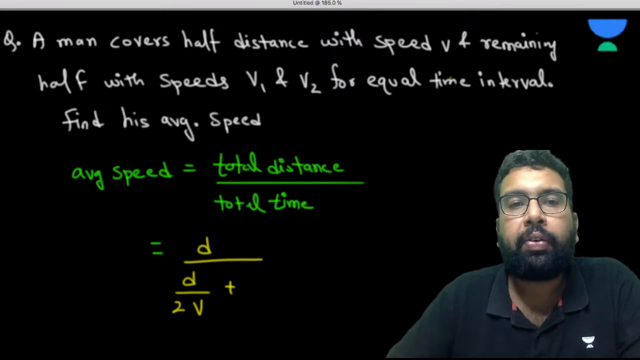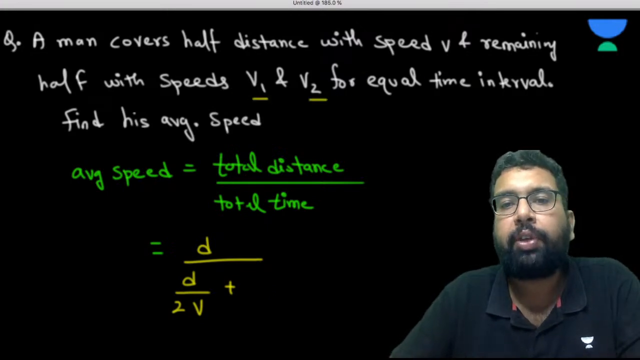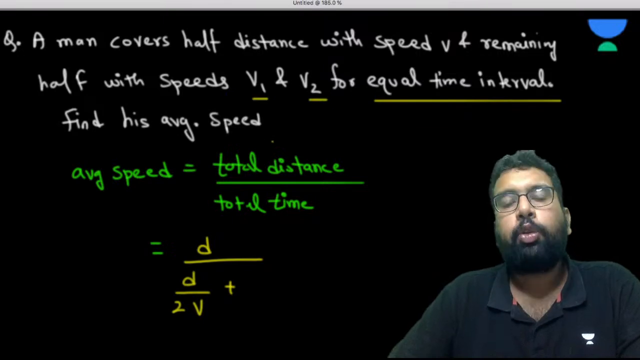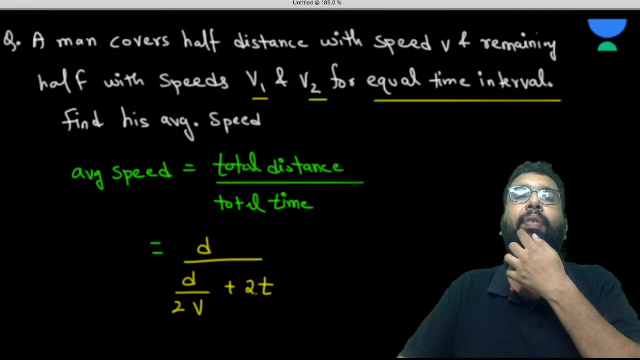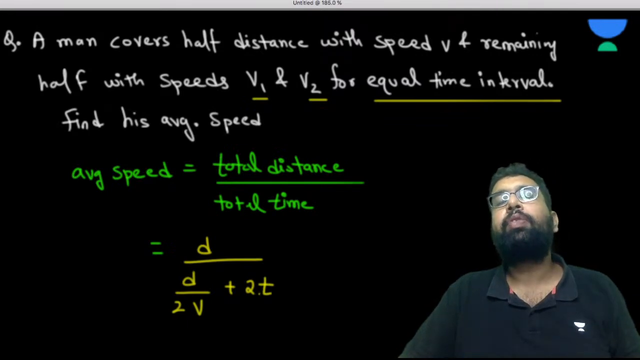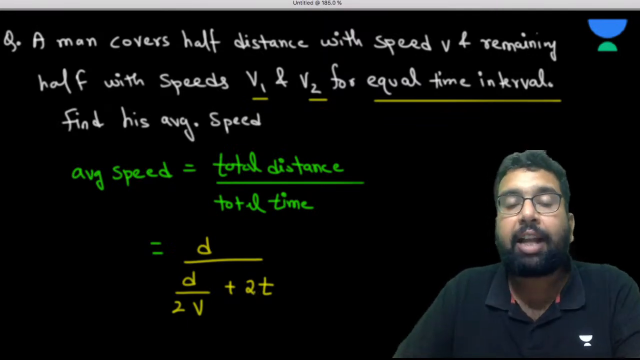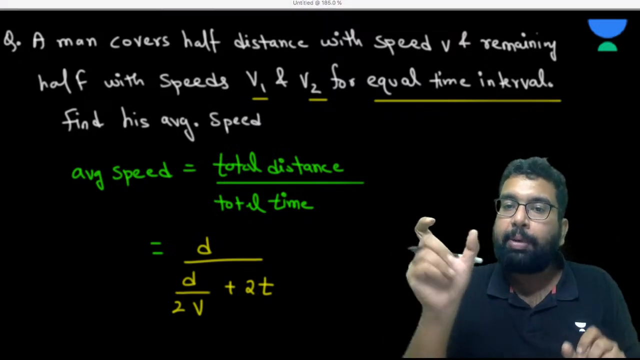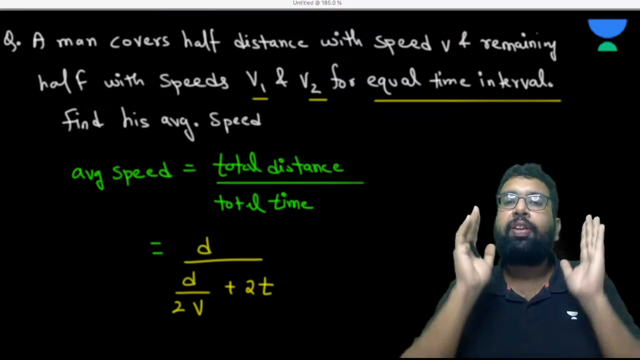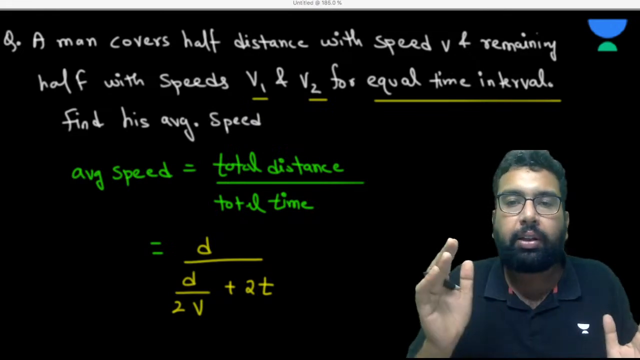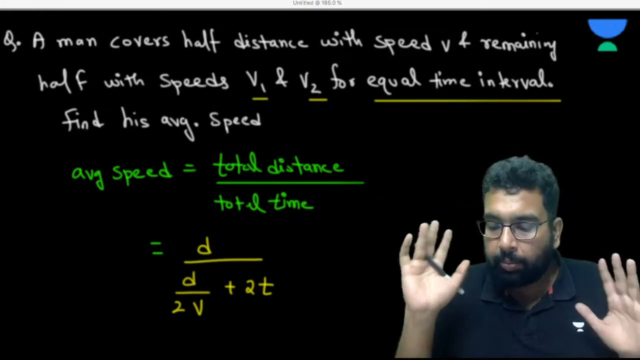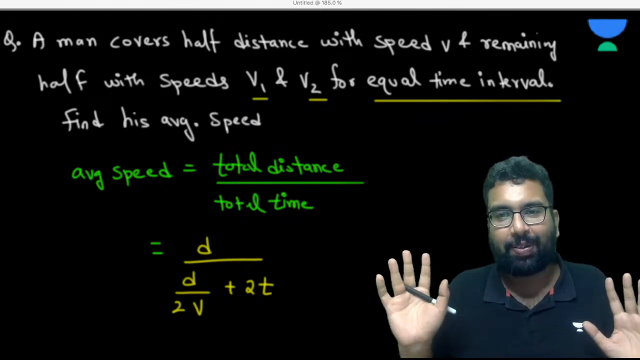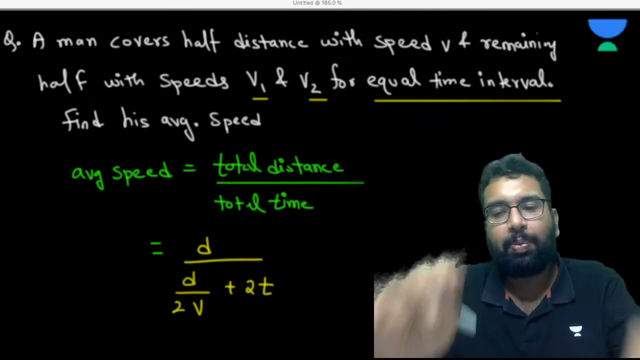Now, what is given? The remaining half with speed v1 and v2 for equal time intervals. So he may have covered the remaining distance within the time of 2t, because both time intervals are the same. If he has moved with v1 speed, he has moved for a time period of t, and with v2 he has moved for t. I hope this is fine to everyone. So t plus t is going to be 2t.